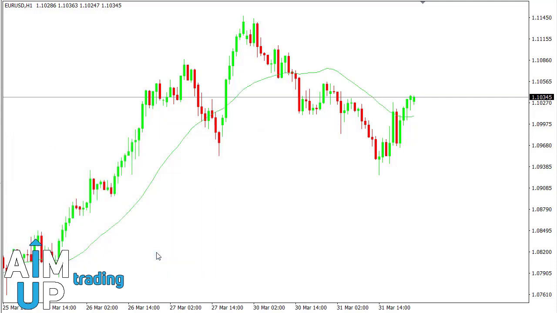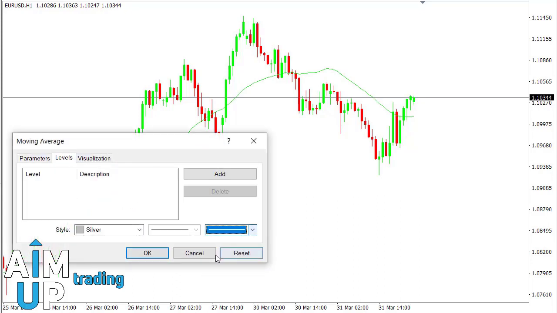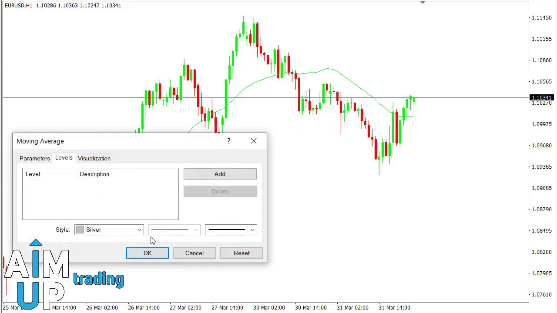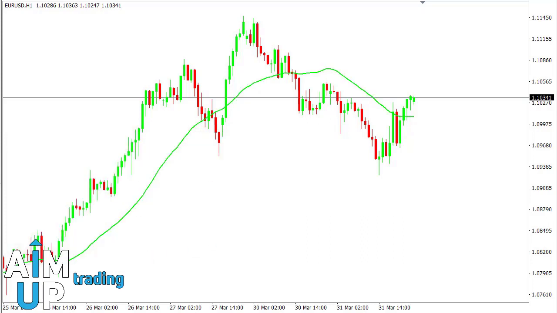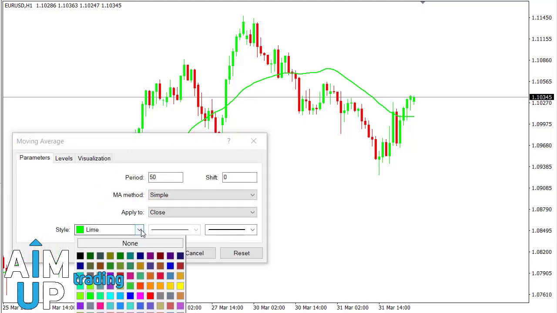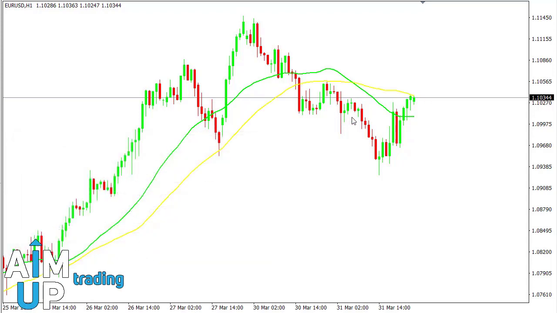I'm gonna put my moving averages. I'm gonna put the green one, and I'm just gonna make it a little thicker so you guys can see it better. I just made a mistake here. Let me just fix that real quick. Okay, it looks better. Now I'm gonna add the yellow one, which is the 50 period, and like I said, I'm gonna make it yellow. Okay, it's thick and nice.